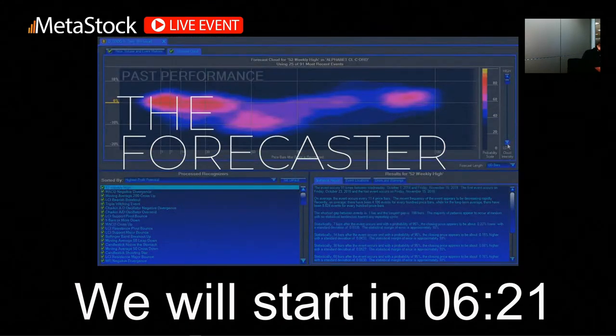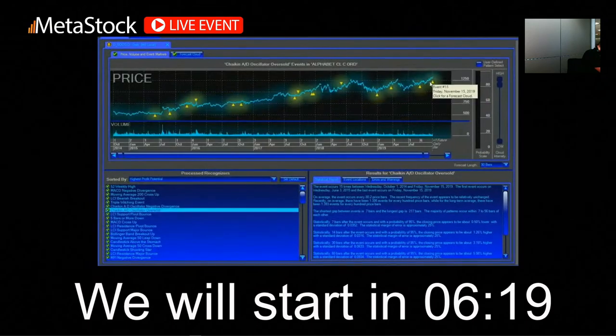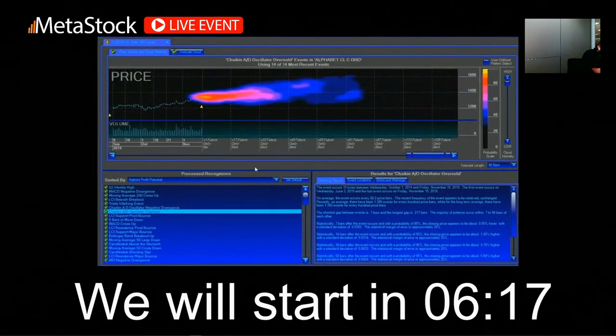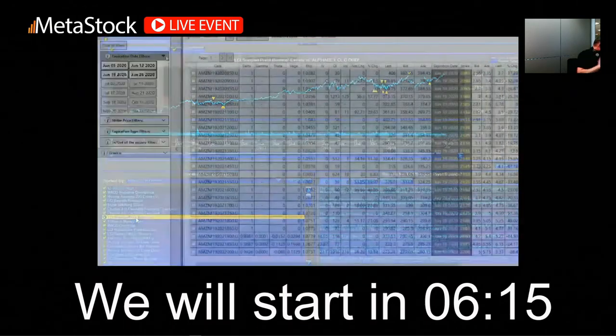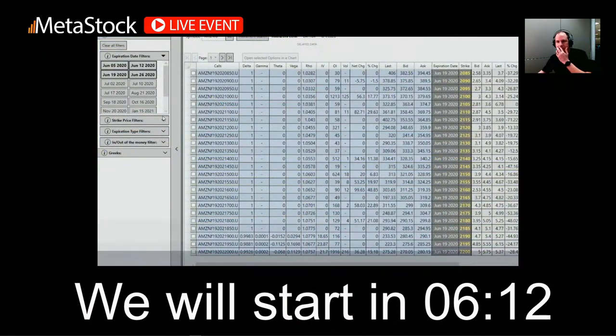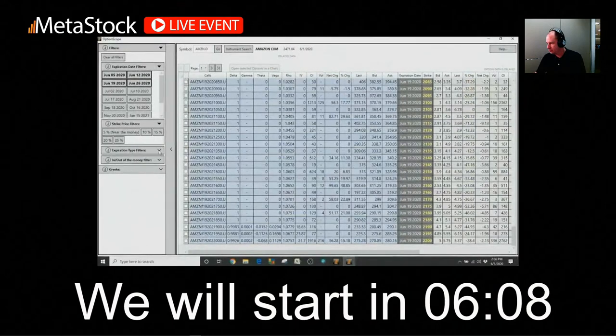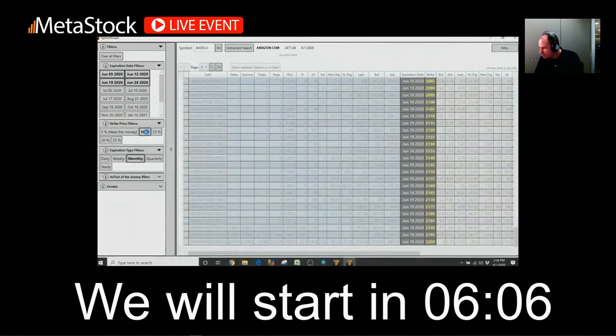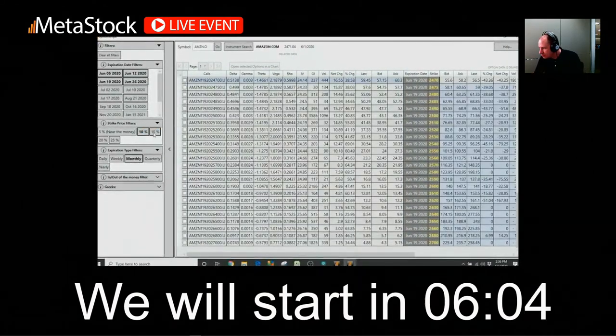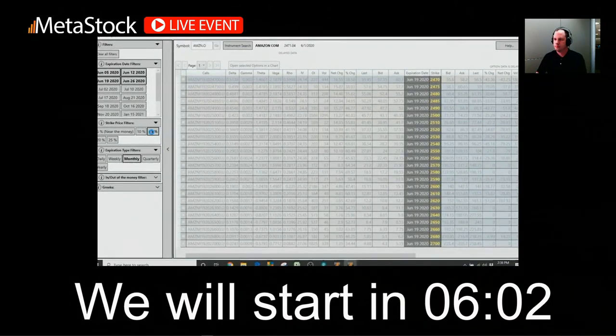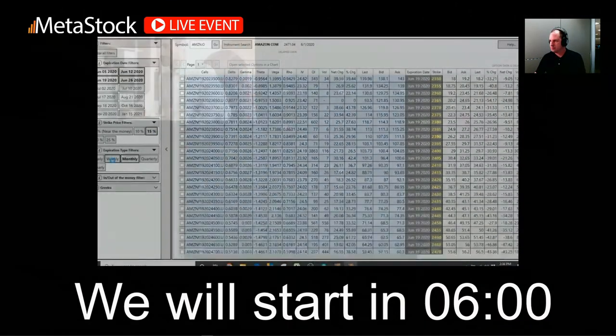With the MetaStock Forecaster, you can even take advantage of patented technology to view probable future prices. If you're an options trader, you're going to love MetaStock's OptionScope. OptionScope puts all the critical info at your fingertips, displaying sortable, customizable, color-coded options data, including the Greeks.